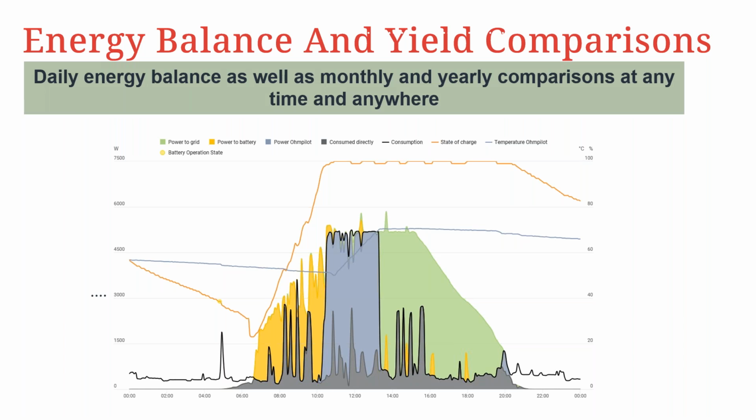So the energy balance and yield comparison. This allows you to do daily energy balance, as well as monthly and yearly comparisons, at any time and anywhere. From here, you can backdate the current information that is available on the system itself, as well as compare if you need to do some maintenance on the modules. For example, if you see that your PV production is low, or if there is another problem with the units, this is a great way to determine what exactly is the issue.